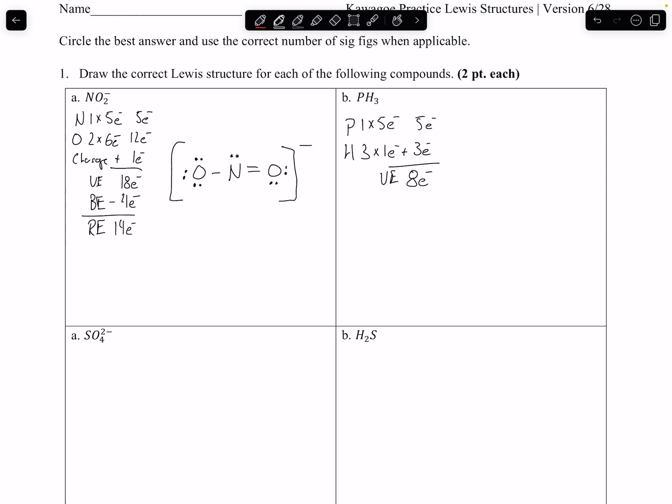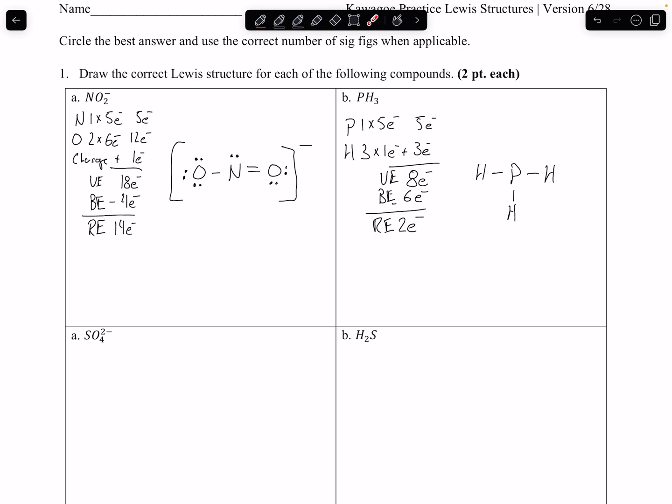And now I'll do my skeletal structure. Again, phosphorus being the singular phosphorus and not multiple phosphoruses, that's probably going to be our central. And so I place phosphorus in the middle, and then I give a single bond between phosphorus and the hydrogens around it. So next we do our bonding electrons, 6 bonding electrons, and I subtract those bonding electrons from the total. So that gives me 2 remaining electrons.